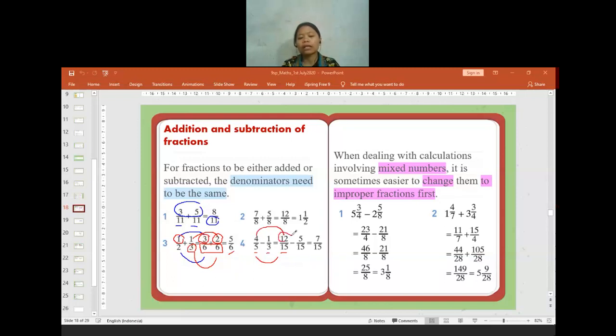After that, I need to check the other fraction. The other fraction, this is number 3. And then 3 into 15, I need to multiply it by 5. So the numerator 1, I need to multiply it by 5 also. I got 5. 12 minus 5 will be equal to 7. The denominator will remain the same.